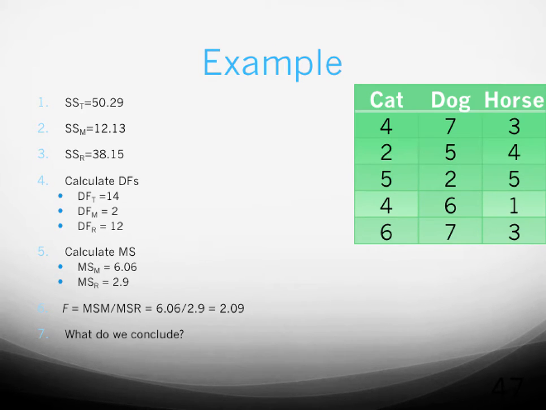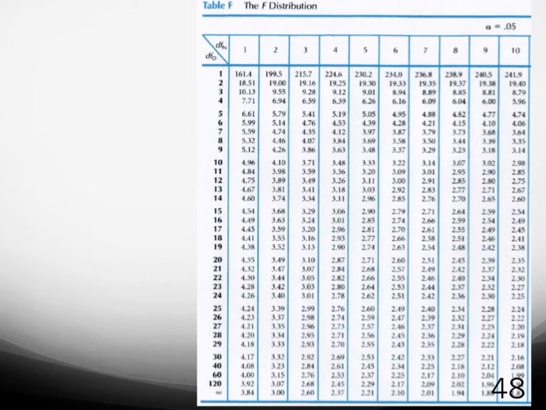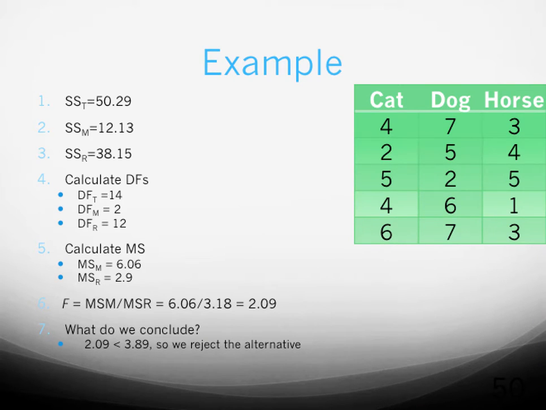So what can we conclude? Well, in order to know what we can conclude, we have to look at the table. So let's pull up the table. We know that the model had 2 and the residual had 12 degrees of freedom. So we find our critical value, which is 3.89. So we can now reject the alternative hypothesis. We know, based on this information at least, that there's a really good chance that these means are not different across groups because our F ratio is less than the critical F value.